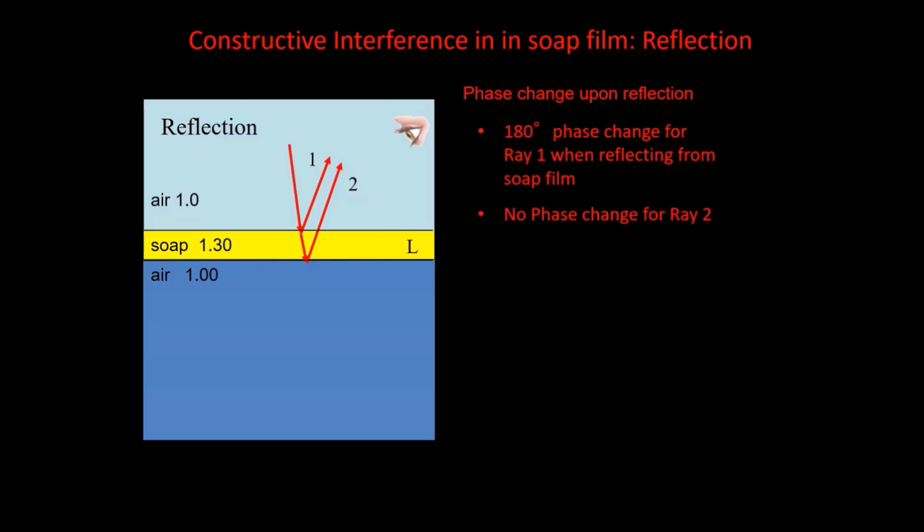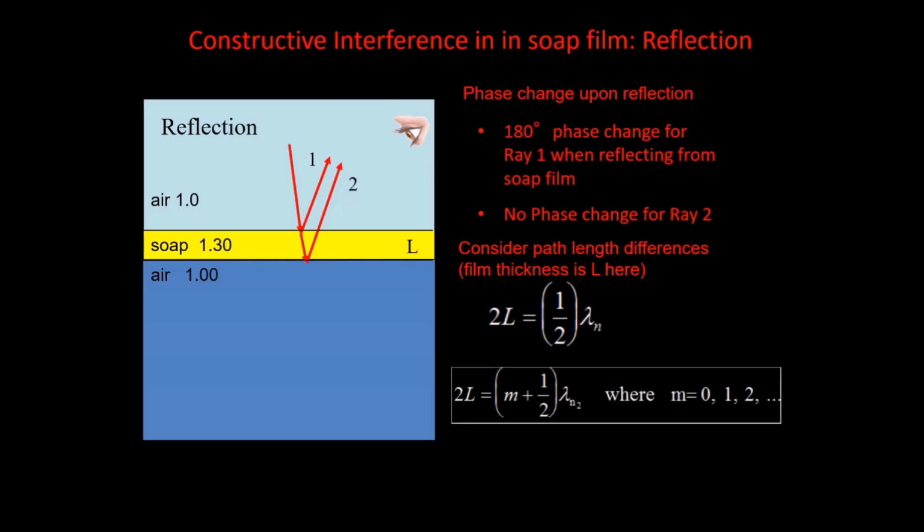That phase change will either be a 180-degree phase change when reflecting from the soap film, or no phase change at all, given that it could be 360. So if we look at the path differences here, essentially we're looking at the path difference being L, the film thickness. So we can say that 2L here is going to be 1/2 lambda n.